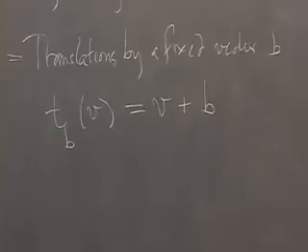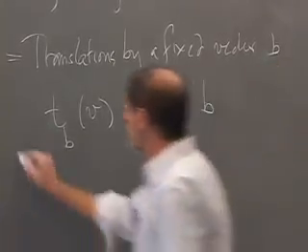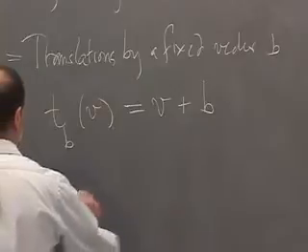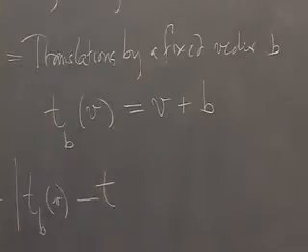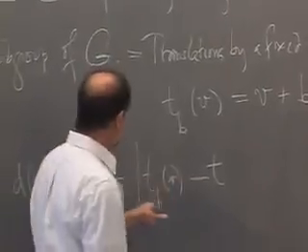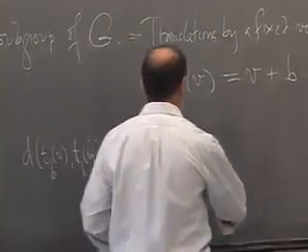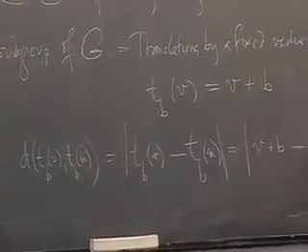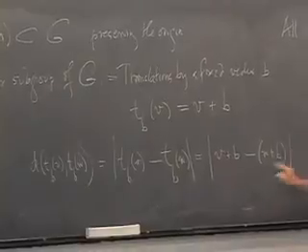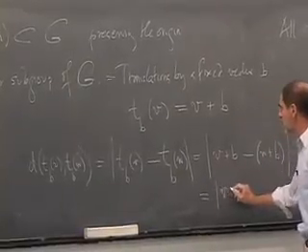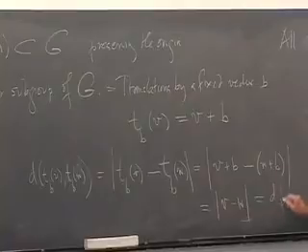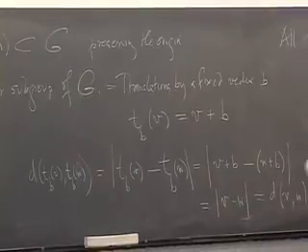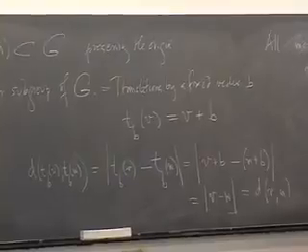Now that clearly preserves the distance between two points, because the distance between T of B of V and T of B of W is the norm of the difference vectors, which is the norm of V plus B minus W plus B. The vector B cancels out of this, so it's just the norm of V minus W, which is just our distance between V and W. So if you just shift the plane along by a vector, you're not changing any distances.